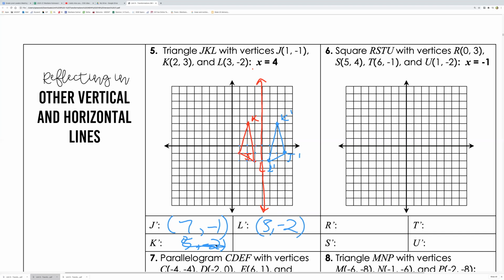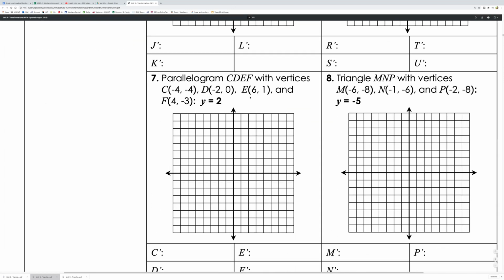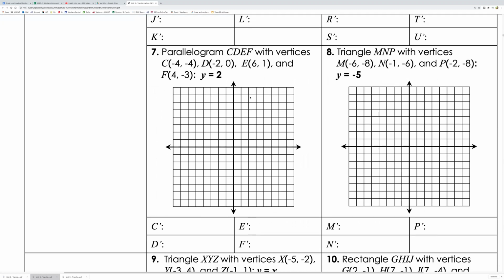And J is going to be, K is going to be 1, 2, 3, 4, 5, 6, up 3. There you have it. All right, for reflecting over a given y line, we're gonna do this guy right here.